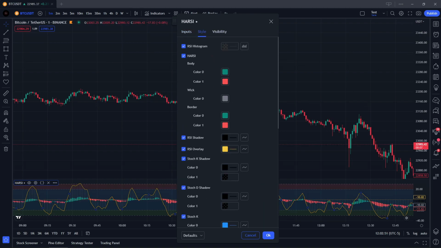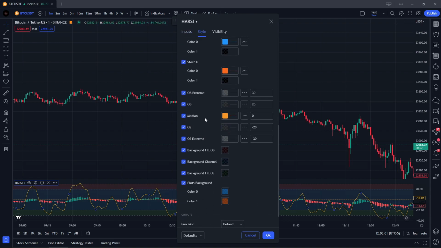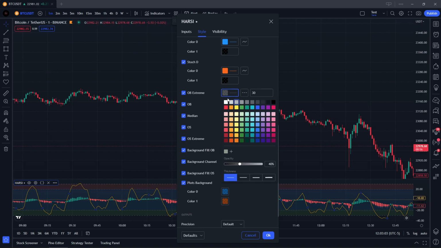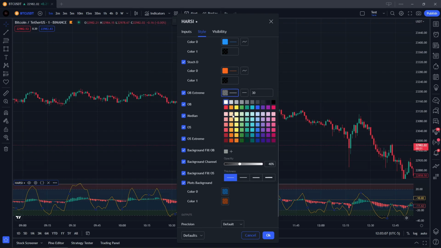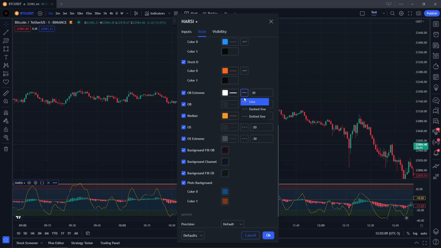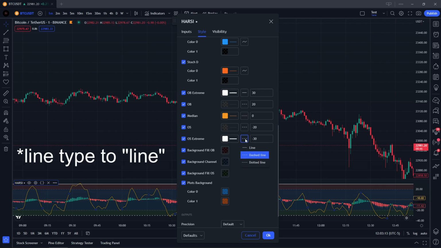On style, you're going to get rid of the RSI histogram, and then you're going to change the OB extreme and OS extreme to pure white, opacity all the way up, and then the line type to dashed.